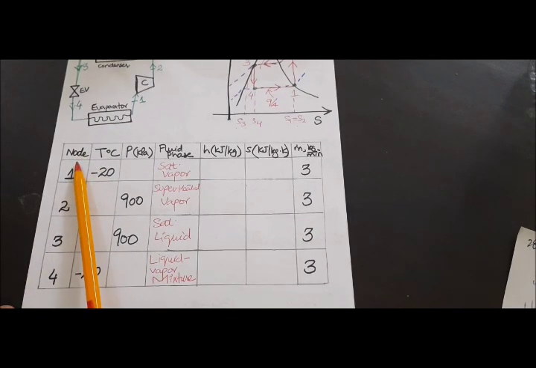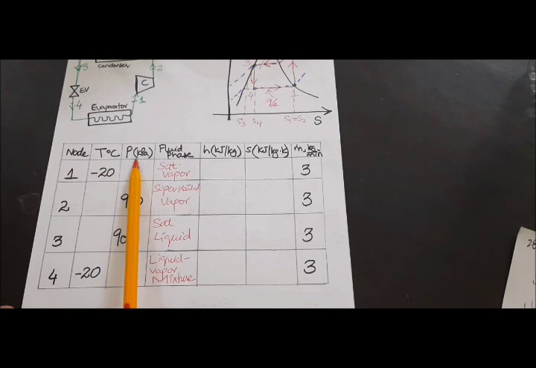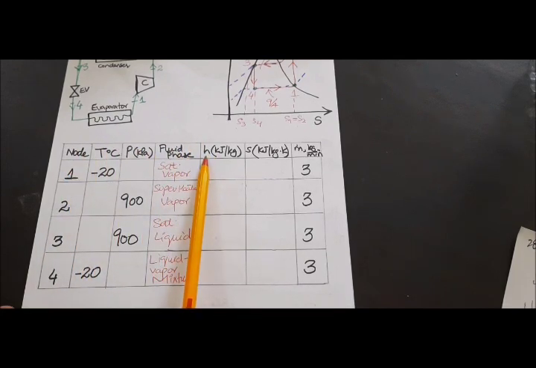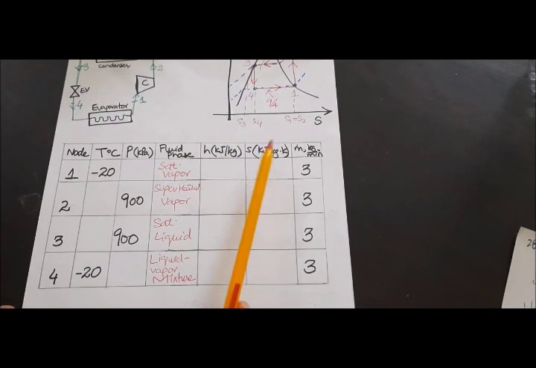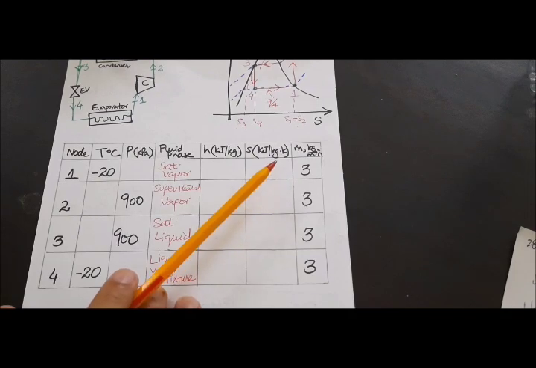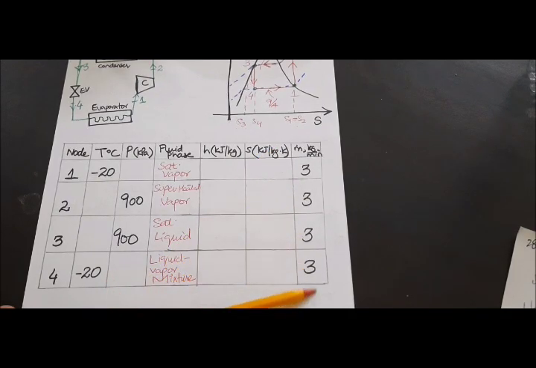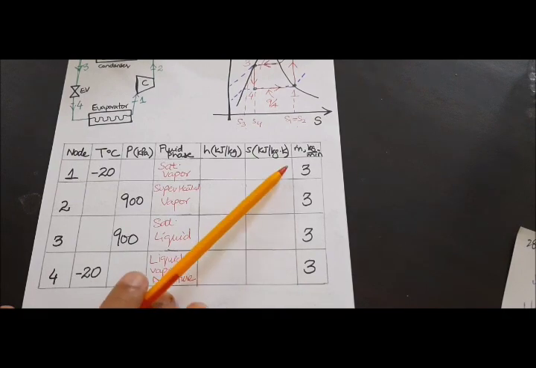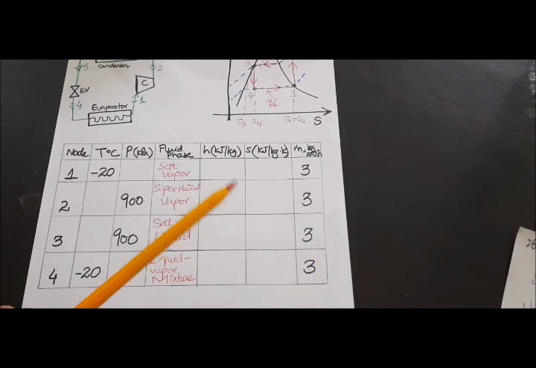Number one, node, then the temperature in degrees Celsius, pressure in kilopascal, fluid phase, meaning in which phase the fluid is at a particular node or state. Then we have enthalpy, whose unit is kilojoule per kilogram. Then we have entropy, again kilojoule per kilogram Kelvin, and mass flow rate, which is kilogram per minute. Since it is an ideal process, a steady flow, the mass flow rate is assumed to be the same throughout: 3, 3, 3 and 3.